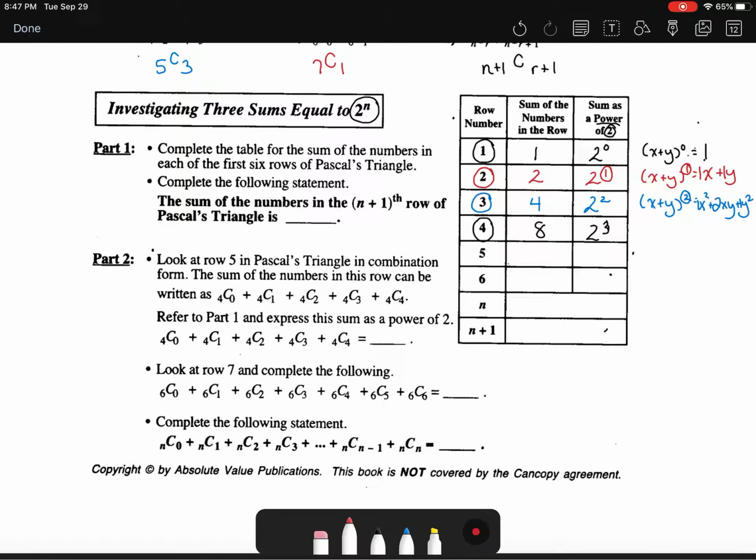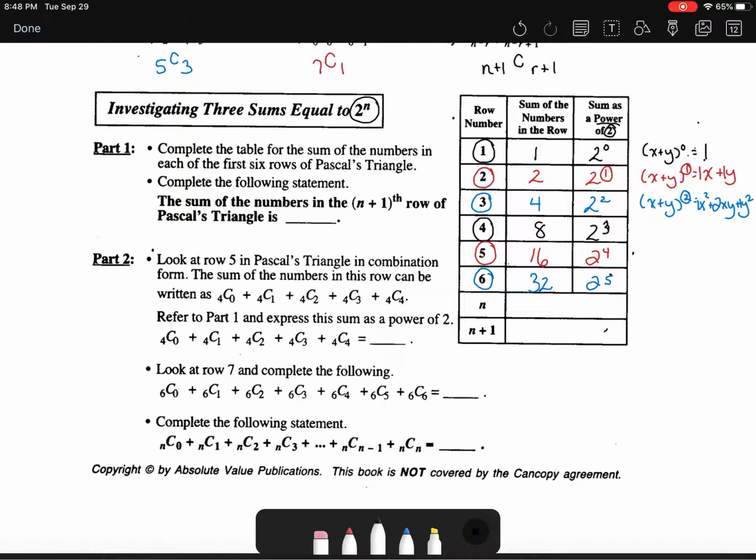Okay, the next row, this is row number 5. Well, that is going to be 2 to the exponent of 4 because it's x plus y to the exponent of 4, and 2 to the exponent of 4 is 16. Okay, the sixth row, it's actually going to be 2 to the exponent of 5 because it's x plus y to the exponent of 5. So that's going to be 32.